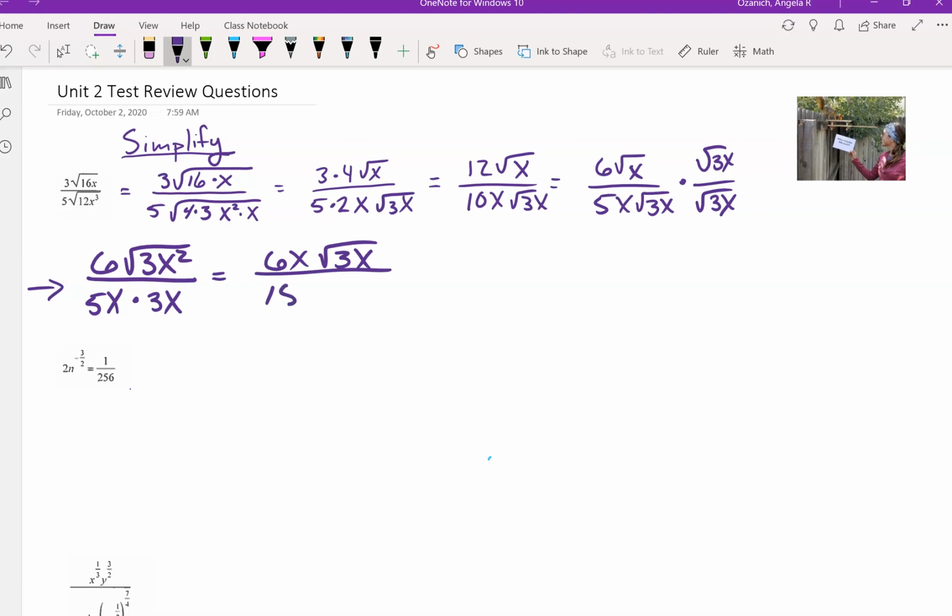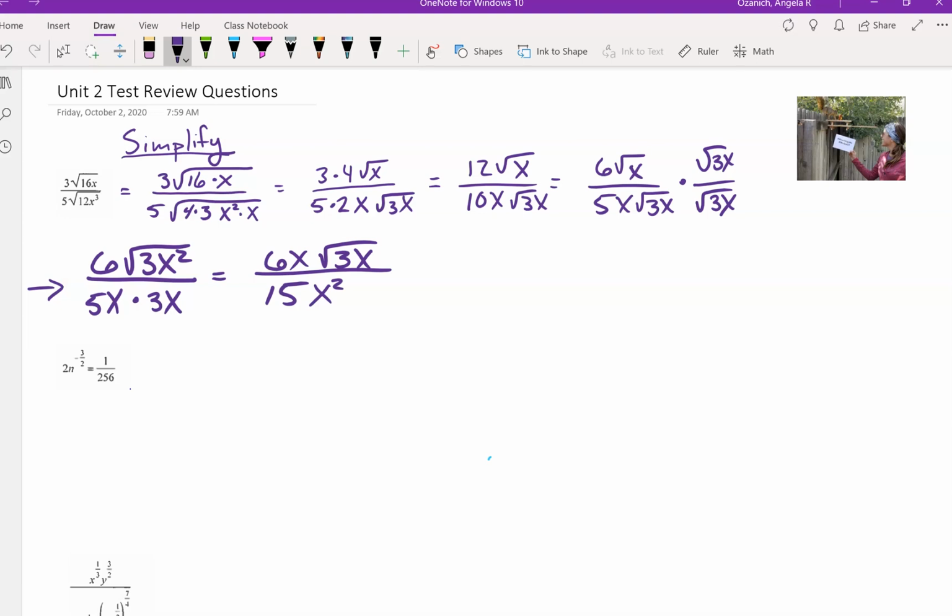In the denominator, it looks like I have what? 15x squared. How did I get that other x in there? So we're set to go here, and we will have x squared in the denominator.